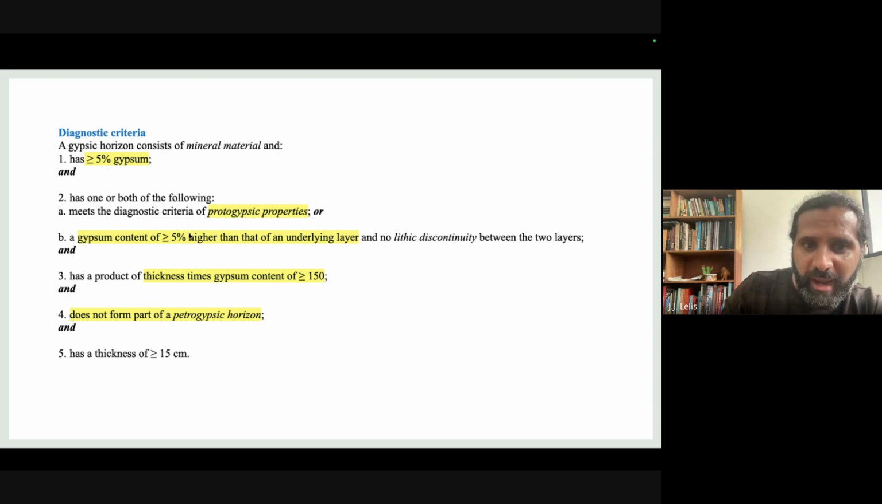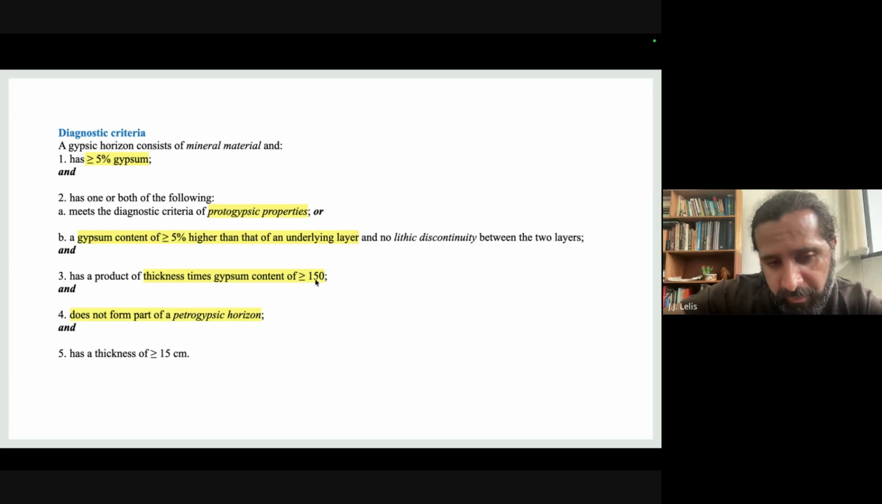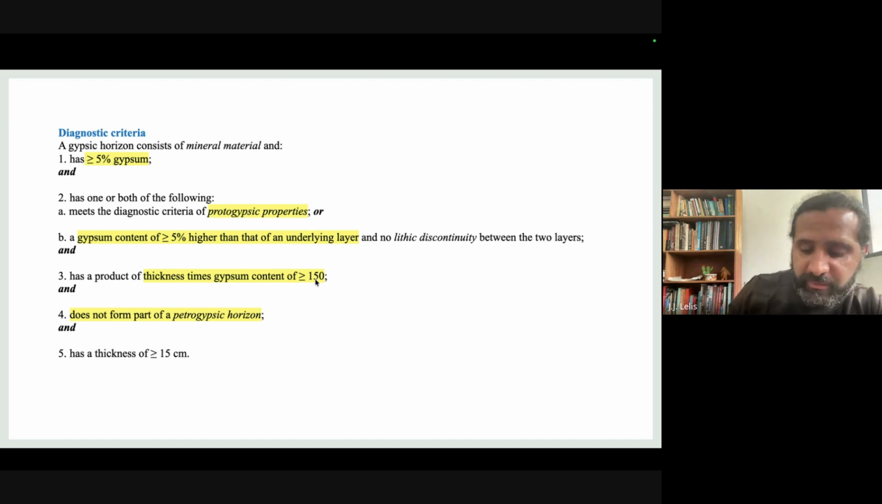So I should register higher gypsum content than the underlying horizon. It has a product of thickness times gypsum content of 150. So I should multiply the thickness and the gypsum content, and the result should be equal to or higher than 150. This gypsic horizon does not form part of a petrogypsic horizon, which is a cemented horizon, a horizon cemented by gypsum, and a minimum thickness of 15 centimeters.